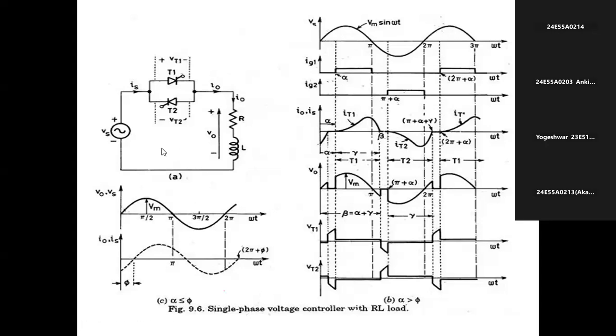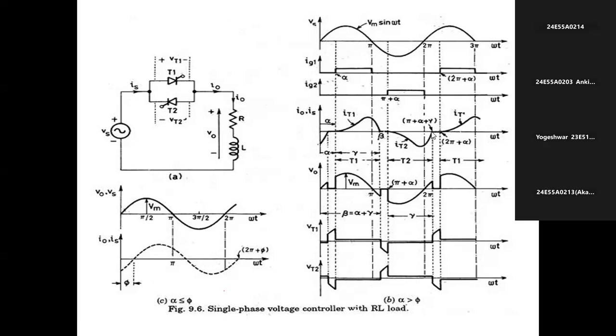Sir, in Vout, why is there output voltage before alpha? Which one? Vout waveform, V naught. Before alpha, okay. Before alpha, you see here. Let us take the second cycle. This is up to beta. Up to beta, you are getting output voltage or not? Yes, sir.